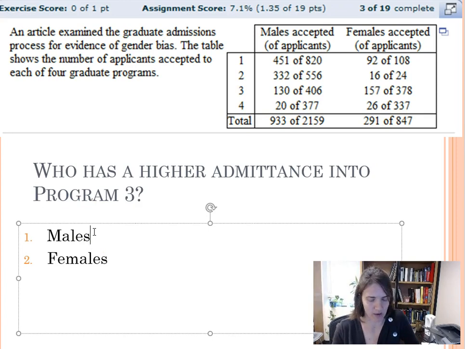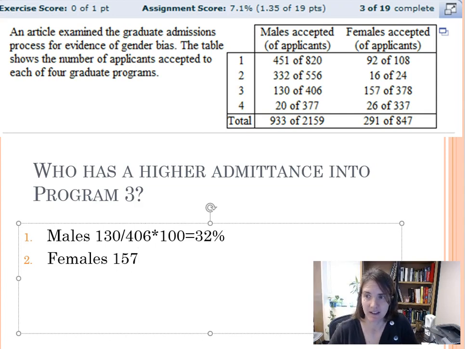Right. For program 3, we're conditioning on the fact that we're just looking at program 3, so this third row here. So we just have the information for those participants that applied to program 3. For men, it was 130 got accepted out of the 406 that applied, times 100. That's 32%. And for females, it was 157 out of the 378 that applied, and that's 41.5%. All right, so again, even in program 3, you can see that females had a higher acceptance rate.